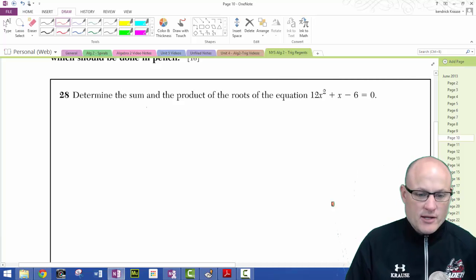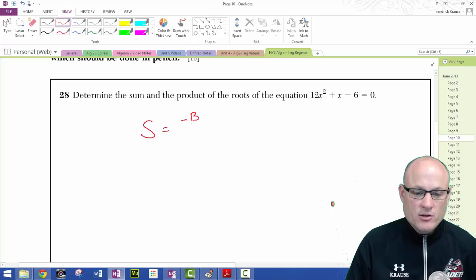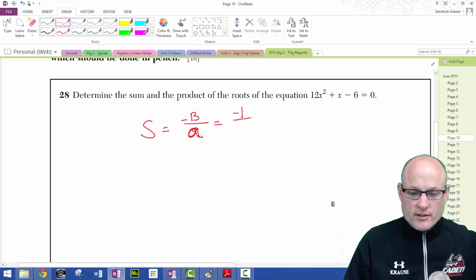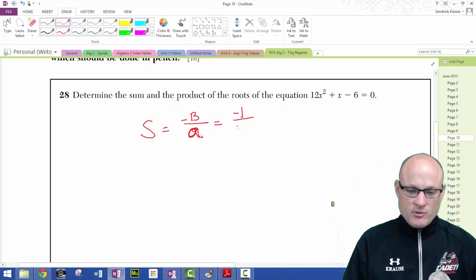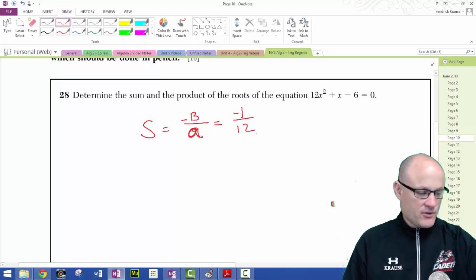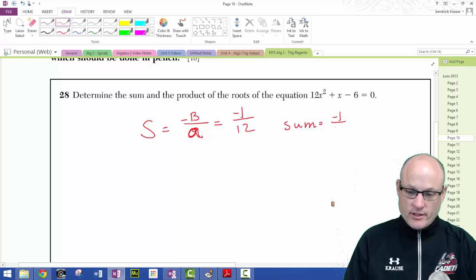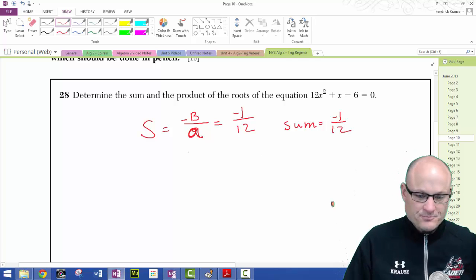All right, you have to memorize this. This one's very simple. The sum of the roots is negative b over a, which in this case is negative 1 over a, which is 12. So there's your sum of the roots. Sum equals negative 1 over 12.